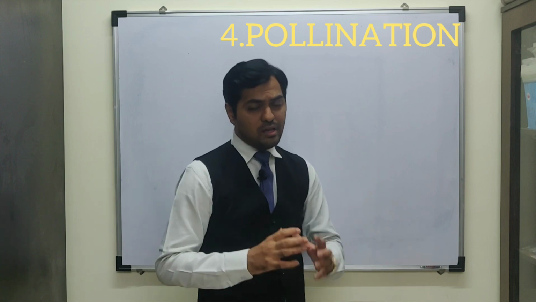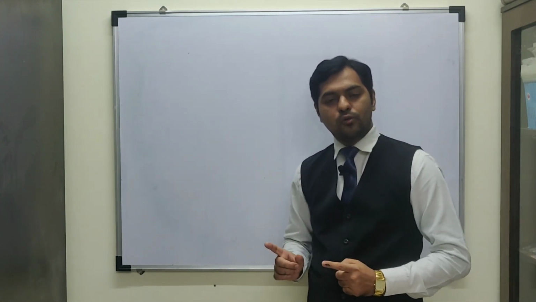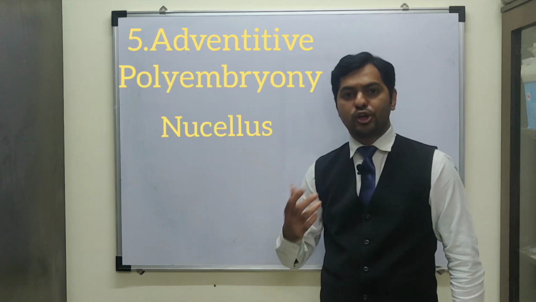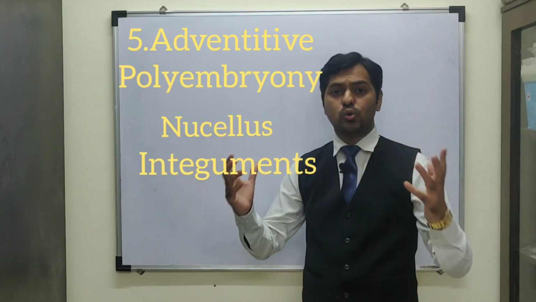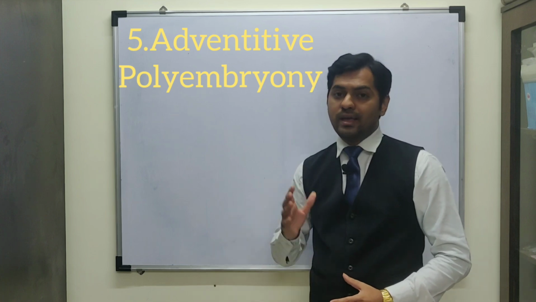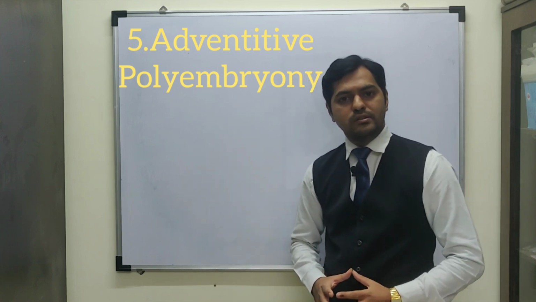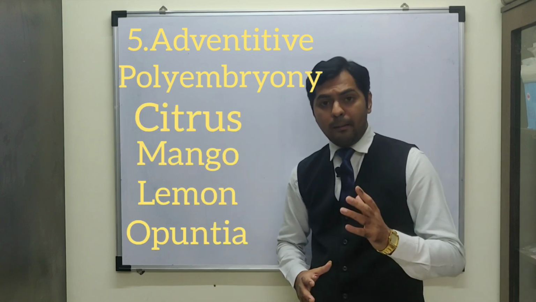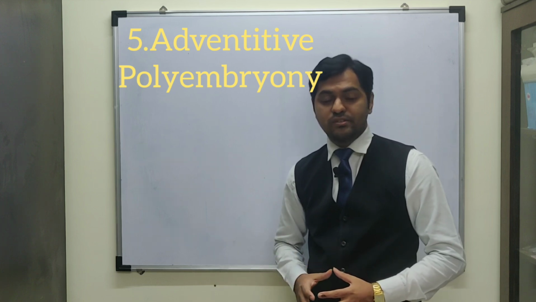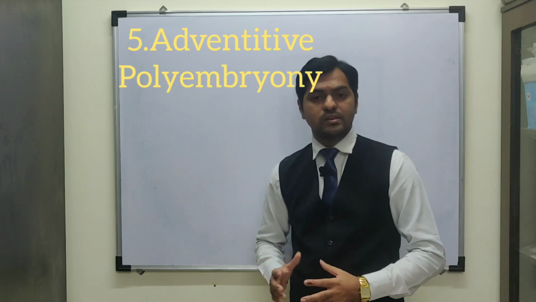Apart from this, the last topic that we are discussing in Fabulous 5 is about adventitive polyembryony, wherein the nucellus or the integument cells can directly develop into embryo, and that develops polyembryos, and this is known as adventitive polyembryony. This is shown by certain plants like citrus, mango, lemon, opuntia, and several other varieties as well. So this is the polyembryony which is shown by these plants.